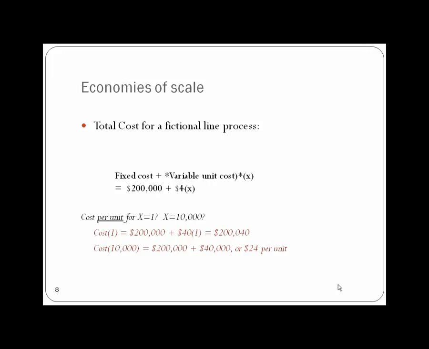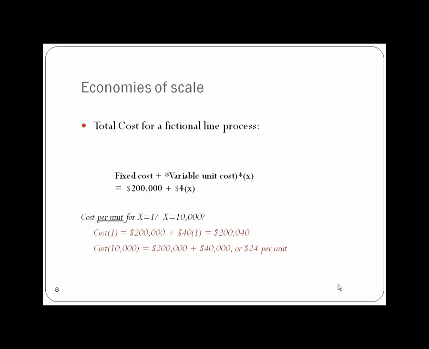So the question becomes, if we make just one unit, what's the cost of that unit? Well, the cost of that one unit would be the $200,000 fixed cost plus $40 of variable cost, or $200,040. Conversely, what if we make 10,000 units? Well, what happens in that case, we have $40 of variable cost per unit, or $40,000 of variable cost, but the $200,000 fixed cost doesn't change. So the total cost for the 10,000 units becomes $240,000, or about $24 per unit. The big aha behind economies of scale is as you increase production levels, the cost per unit drops.